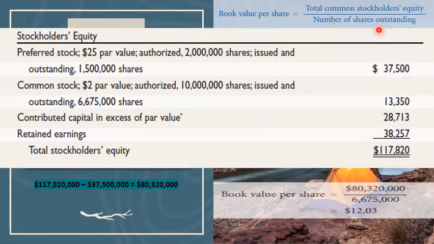And how much is the number of shares outstanding? Of course, we will not get it from the preferred stock because we are calculating here the common stock. So the common stock number of shares outstanding, or the number of shares currently held by the stockholders, is of course 6,675,000 shares. We will not be discussing this further, but just want to note that the number of outstanding shares will be affected if there are treasury stocks or repurchases. So we'll have to deduct it in case we have repurchases. So the book value per share in this example is $12.03.